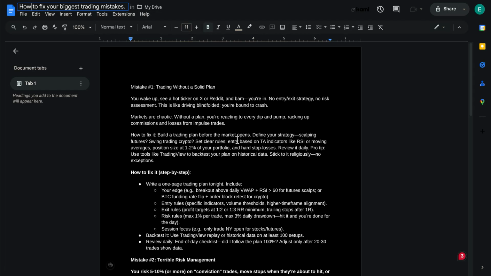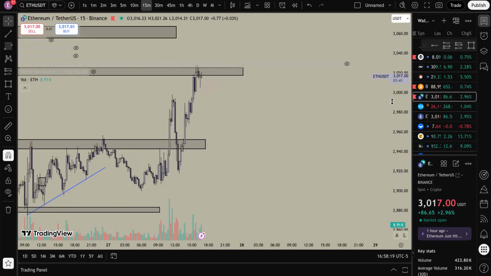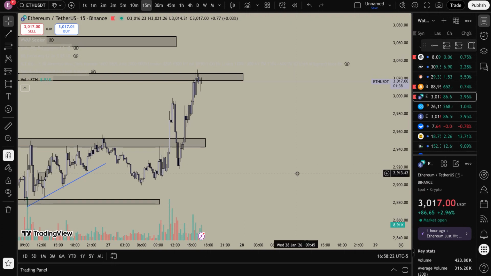Review this daily and use tools like TradingView to backtest your plan on historical data. If you want to do futures, you can use FX Replay, which has a great backtesting program. Stick to this trading plan religiously and have no exceptions. So, first, let's show an example of how you might structure a trade like this.